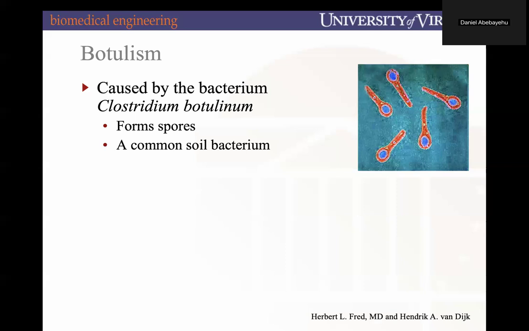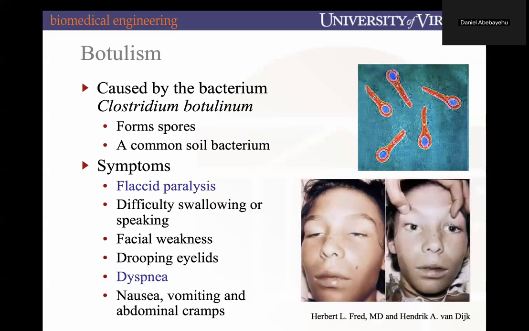And so, again, it's typically found in poorly stored food, honey. It can be found in poorly cleaned wound beds as well as in dirty soil. The symptoms of botulism poisoning is flaccid paralysis, this idea to not be able to control or contract the muscles. And you see here in this image, there's flaccid paralysis of the face that leads to facial weakness. There's oftentimes difficulty swallowing or speaking. There's also drooping eyelids. There's also dyspnea, this difficulty breathing, the difficulty of contracting the diaphragm. And in addition to that, there's also nausea, vomiting, and abdominal cramps.